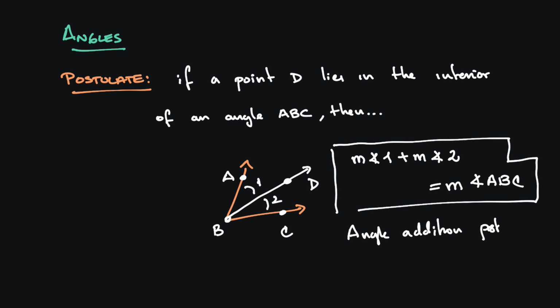postulate, and it's pretty similar to the one that we learned about segments. If you remember, when we had segments using betweenness of points A, B, C, we knew that adding AB plus BC will give us the whole thing, AC. This was a very useful result, and it's basically the same thing for angles.